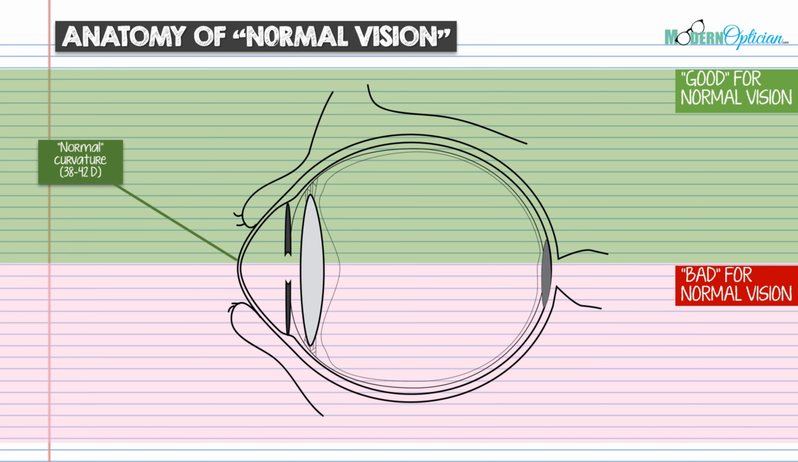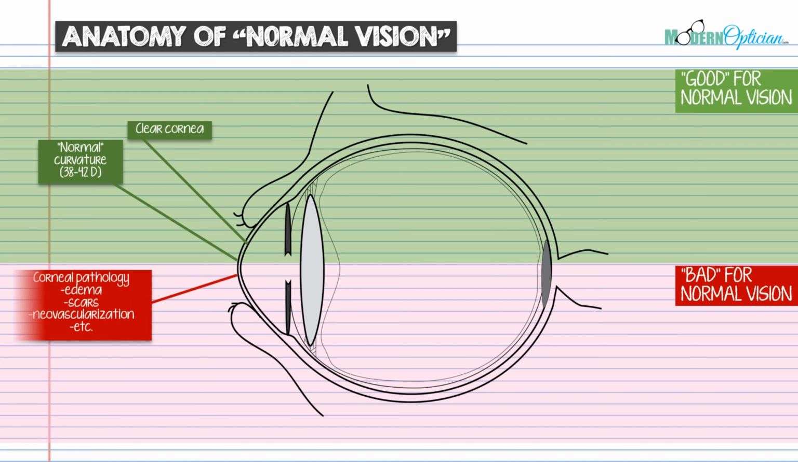So first things first, let's start with the cornea. We know that in order to have normal vision, the cornea should have a curvature of about 42. I put about 38 to 42 because those are still normal ranges. And we should have a clear cornea as well because it has to be transparent, it has to be deturgescent, it has to basically suit all the optical principles so that light can be refracted through it. However, if those things are not satisfied, we can't necessarily consider this normal vision anymore.